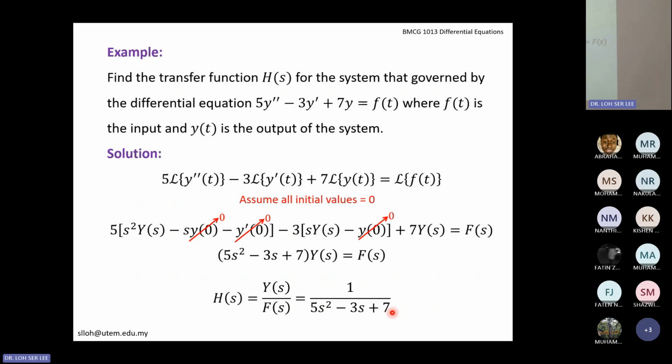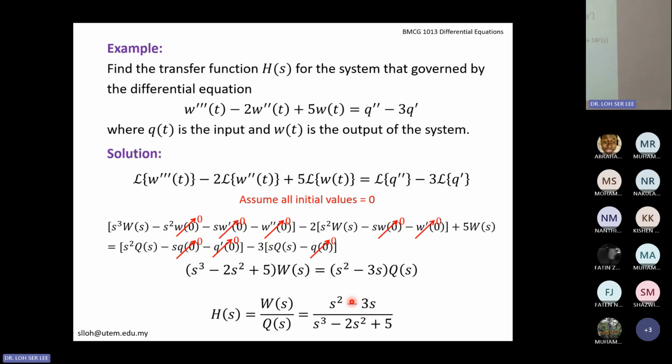And you got to see the relation, how you get this. I repeat, your transfer function is the output over input, output Y over input F. So to get Y over F from here, you move the F to the left, so that the right hand side you have 1. And this function you move to the right, you have 1 over 5s squared minus 3s plus 7. So the Y over F is the transfer function. So this is your transfer function. Any questions?